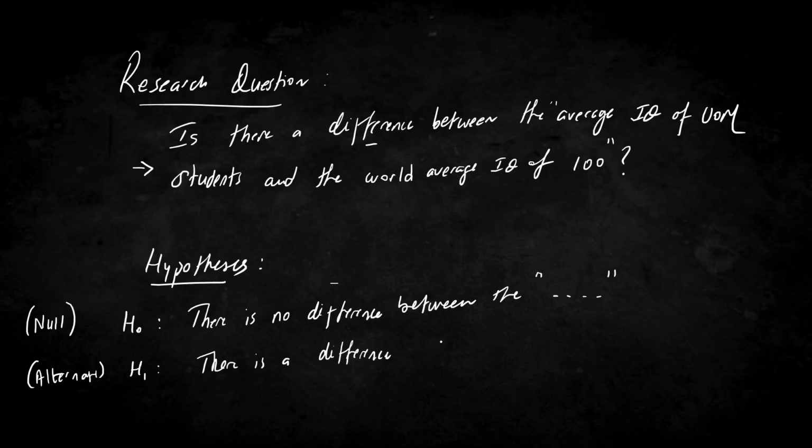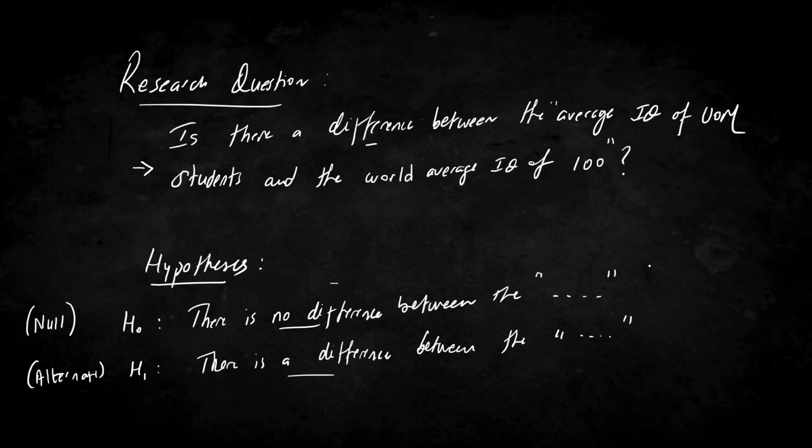So unless there is a theoretical argument to expect the difference to be in a certain direction, it's better not to specify a direction as such. So H1 would be there is a difference between the average IQ of UM students and the world average of 100, right? So that would be H naught, there's no difference, and H1, there is a difference.